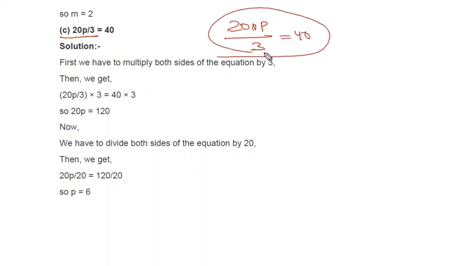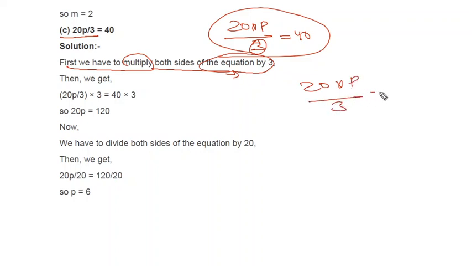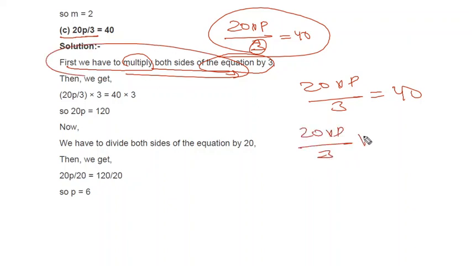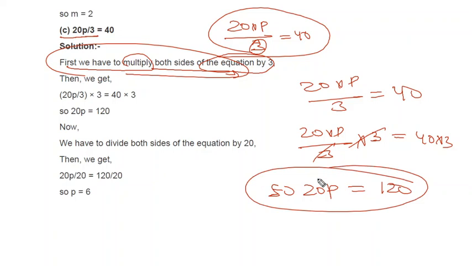So first thing what we can do, we can cancel this 3. So first we have to multiply both sides of the equation by 3. Okay, so 20 into p by 3 equal to 40. So we will get 20 into p by 3 into 3 equal to 40 into 3. Now 3 will cancel, so 20p equals 120. This is what we got.